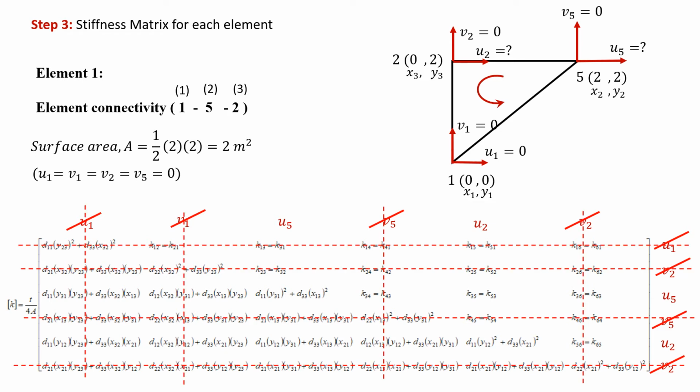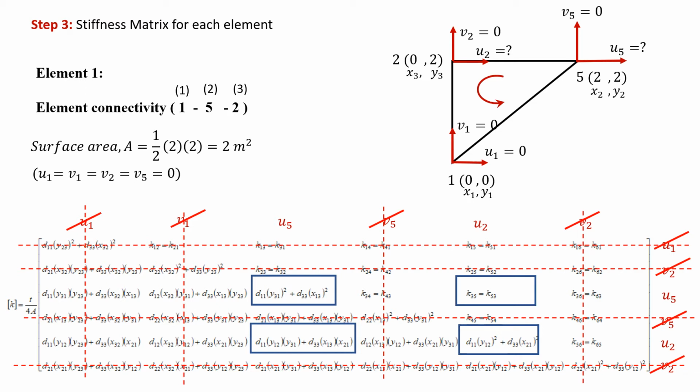Therefore, after we eliminate those unwanted rows and columns, there are 4 terms left in this K matrix. To make our calculation easier, similarly to the previous video, we can name these terms A, B, C. Let's say the first term is A, the second term is B, and this term is again B, as K35 is equal to K53. And the last term here, we name it as C.